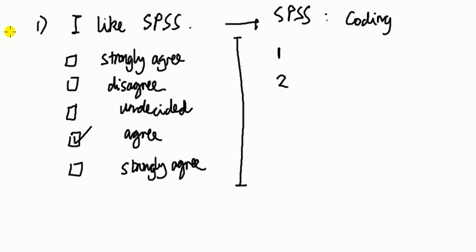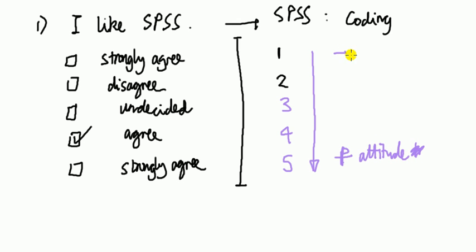Disagree 2. Undecided 3. Agree 4. Strongly agree 5. So we could say that as the respondent ticks lower down, it means it's scoring higher. In this case, the higher the score, the more positive the attitude to SPSS. Positive attitude on this scale is negative attitude.